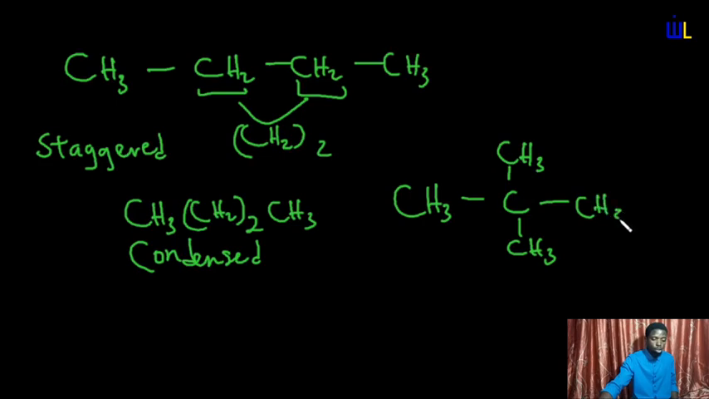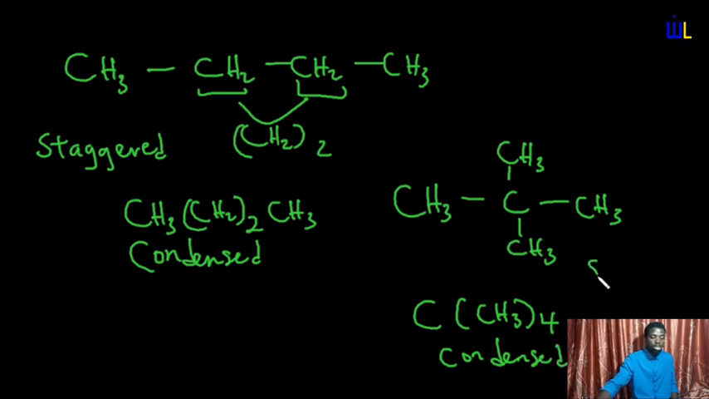Imagine I want you to write a condensed form of this particular staggered structure. What you simply do is look for commons. Now, you notice that this is common, this is common, this is common, this is common. So you have 4 things that are the same. You simply put them together. And this is now going to give us this. So we have C, bracket CH3, into 4 places. This is the condensed, and this is staggered. So in writing the condensed structure, all you need to do is look out for common entities and then put them together, and then you simply multiply through by its number of occurrences.